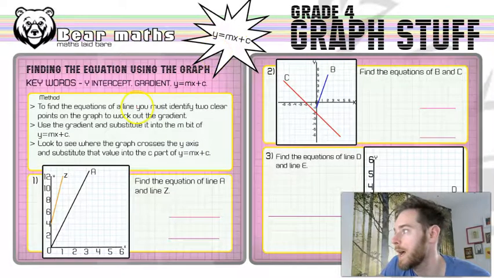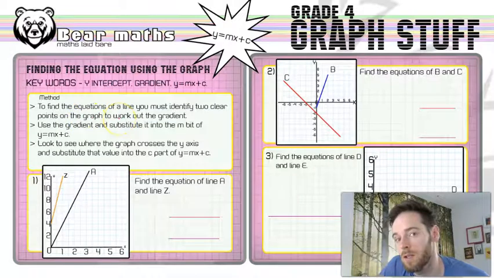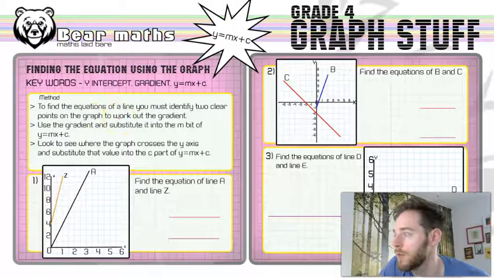Okay? And the method states, to find the equations of a line, you must identify two clear points on the graph to work out the gradient. And I've shown you how to work out the gradient in one of the previous videos. If you're not sure how to do it, you have to know how to do it before you watch this, so watch that video first. Use the gradient and substitute it into the m bit of the y equals mx plus c. So use that number that you get for the gradient and put it in where the m is, all right?